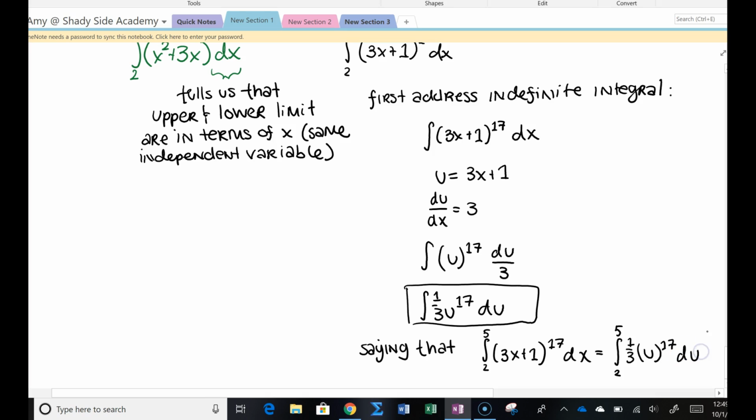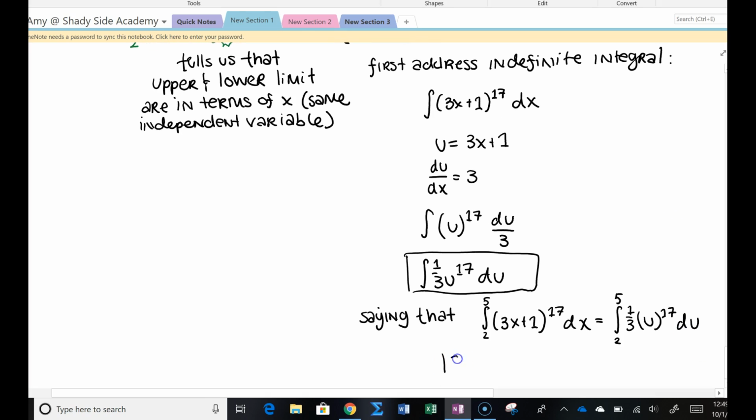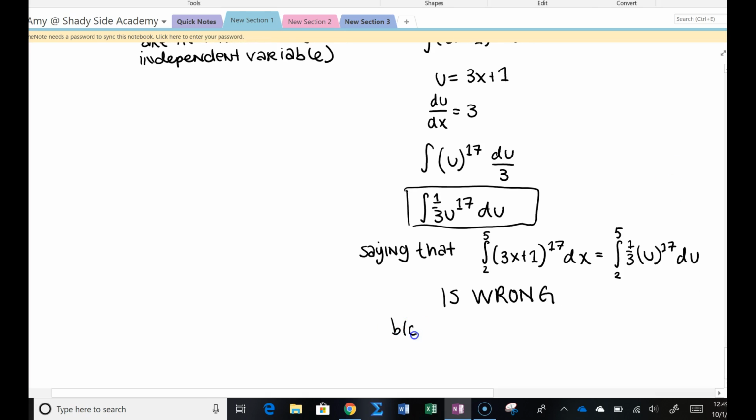I'm going to do one more thing here. Do you see this 1/3 factor? I'm going to pull it out. Are you okay with that? I'm going to pull the 1/3 through. So would it be 19?